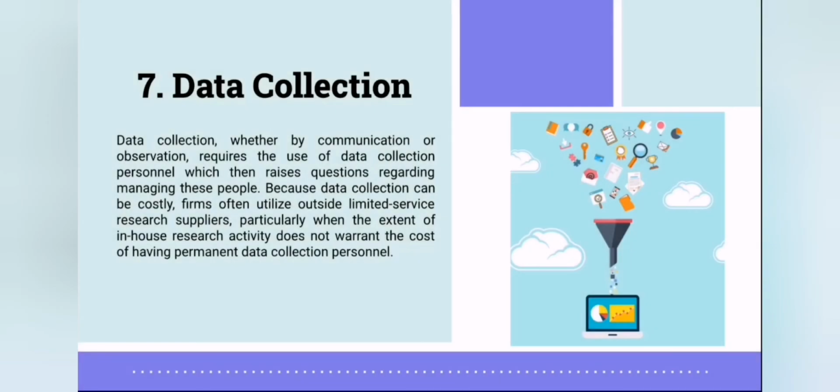On stage 7, we have the data collection, which begins after the first previous 6 stages of the research process. And once they are complete, the data collection, whether by communication or observation, requires the use of data collection personnel, which then raises questions regarding managing these people.